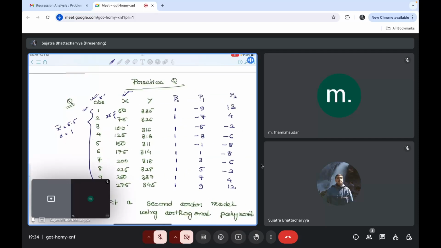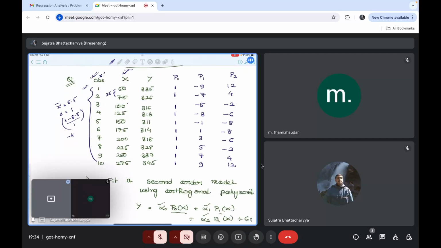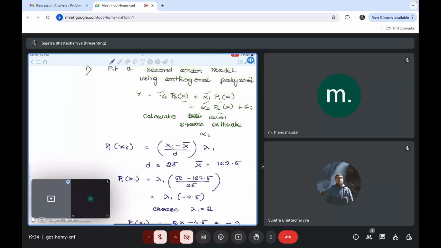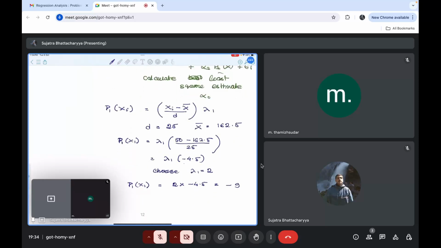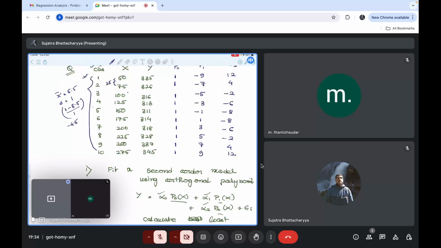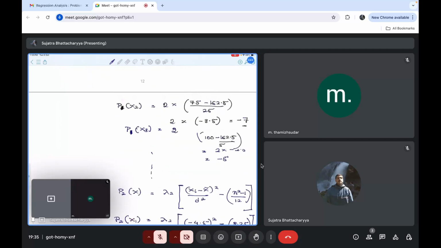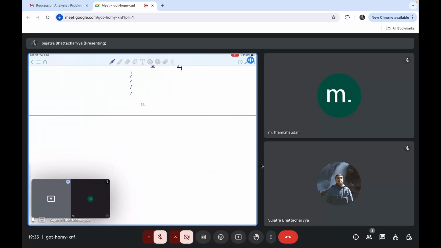Now if I do xi minus x bar by d, the first observation is 1 minus 5.5 divided by 1. How much is it? Minus 4.5. So am I getting the same answer? Yes, same. So lambda 1 has to be chosen as 2, and in that way you can calculate. So even if you use this instead of using so many large values of x, it's fine.